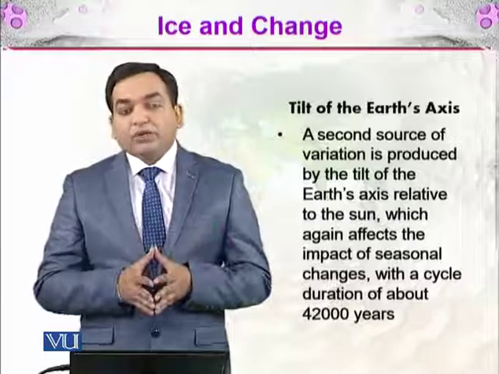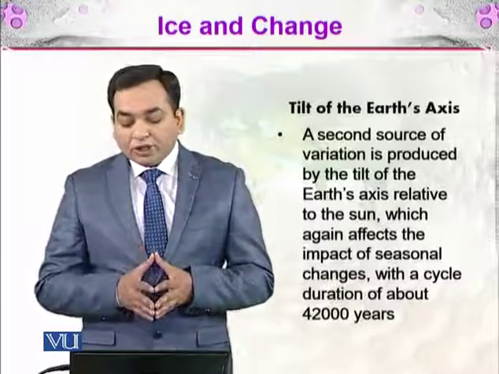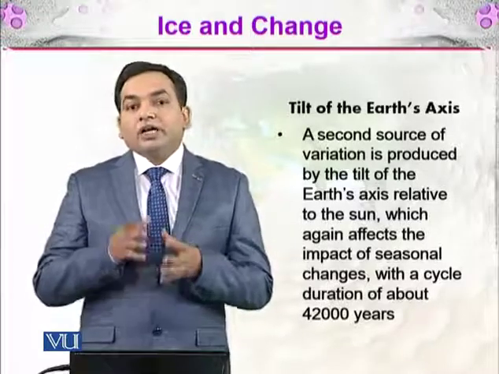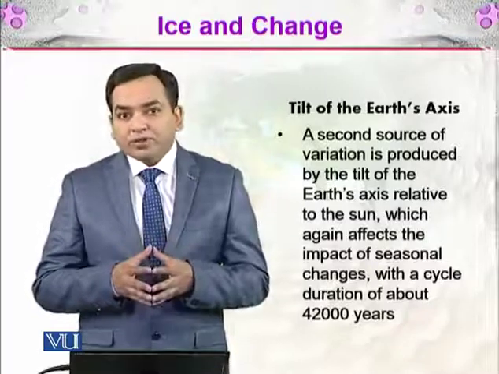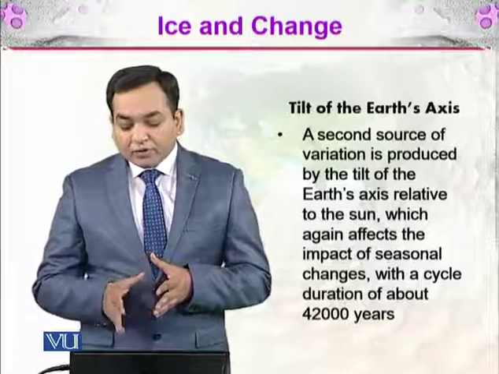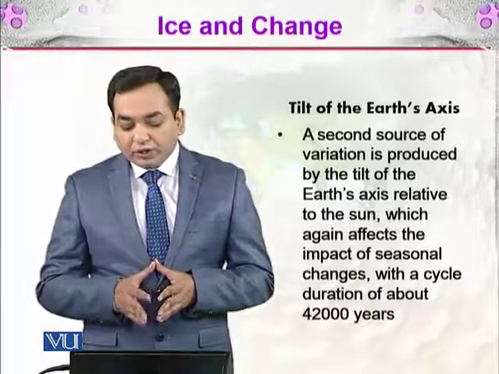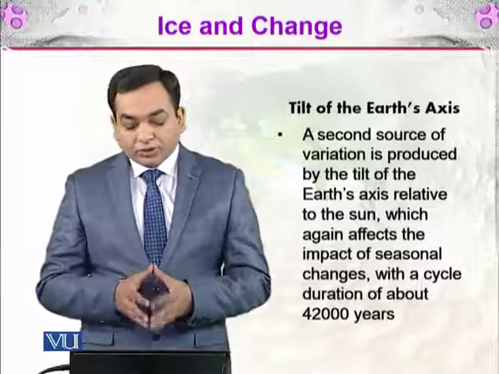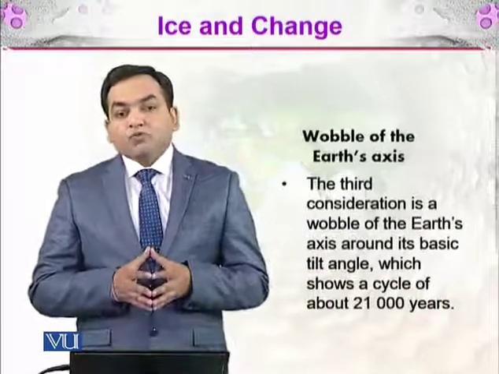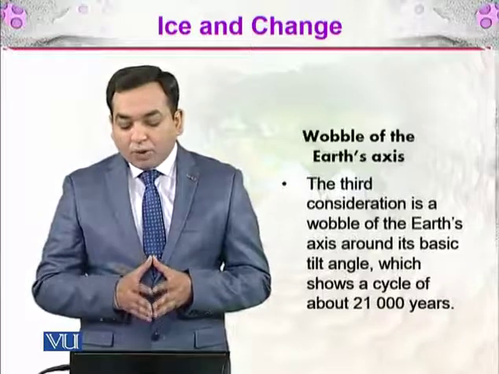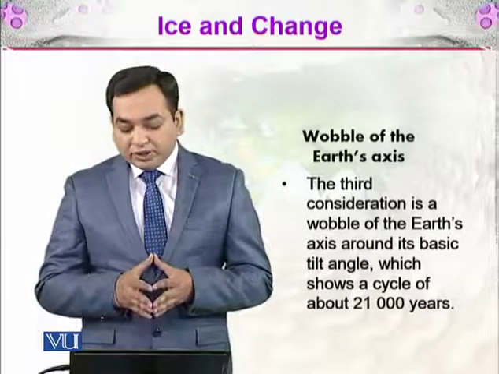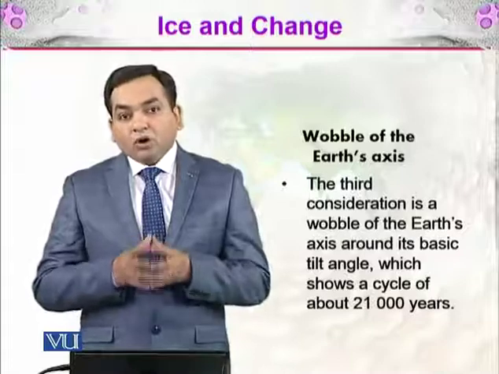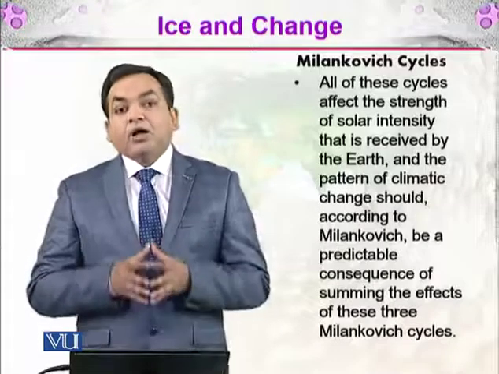Another factor is the tilt of Earth's axis. A second source of variation is produced by the tilt of Earth's axis relative to the sun. The tilt produces weather patterns on the surface of Earth, which affects the impact of seasonal changes, with a cycle duration of about 42,000 years. And then there is the wobble of Earth's axis. The third consideration is a wobble of Earth's axis around its basic tilt angle, which shows a cycle of about 21,000 years. All three effects are seen in the Milankovitch cycles.